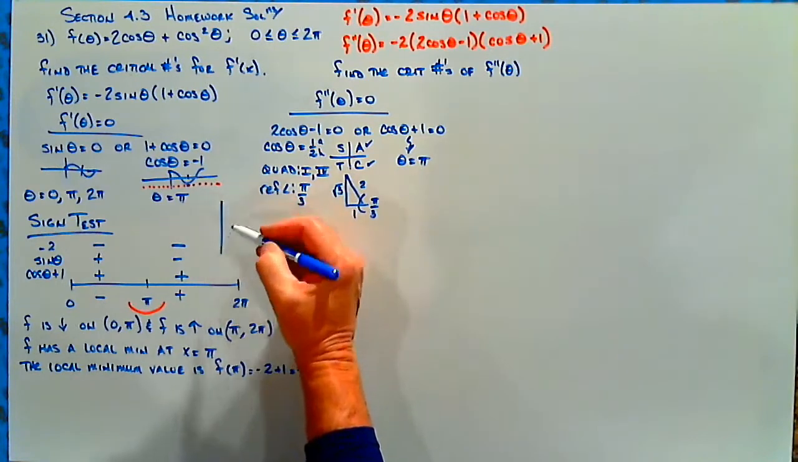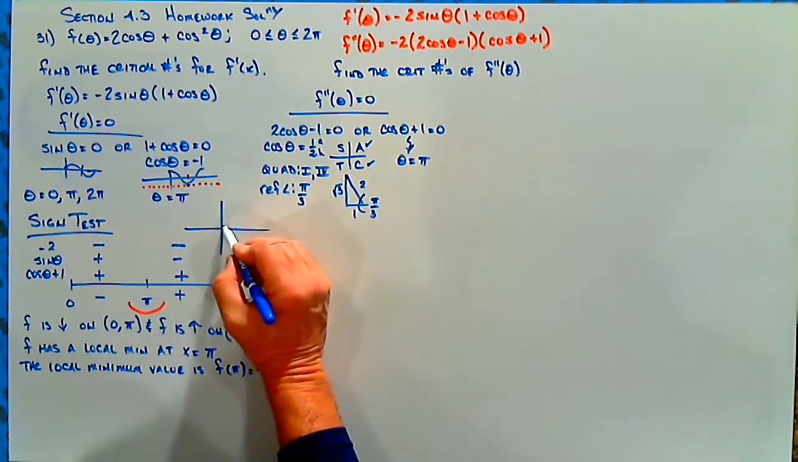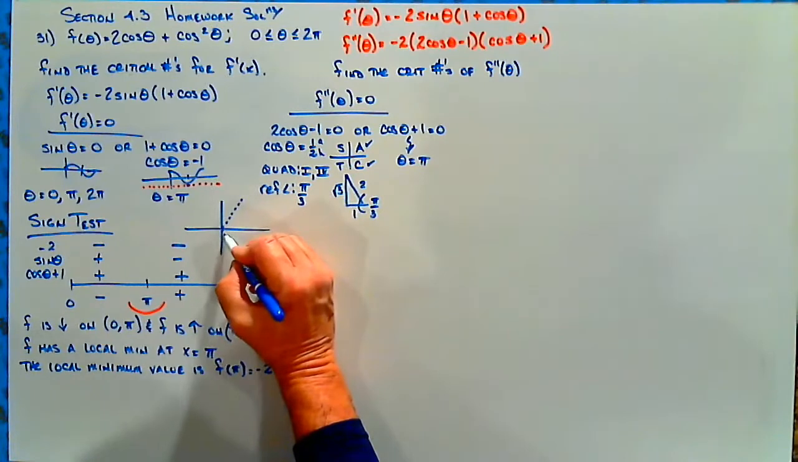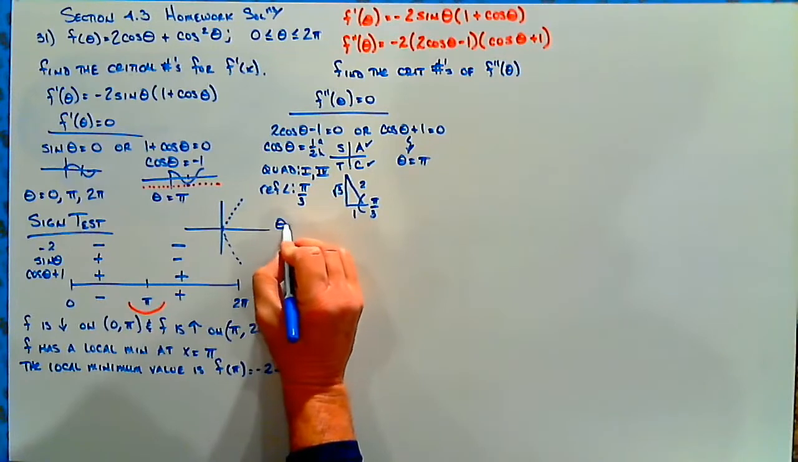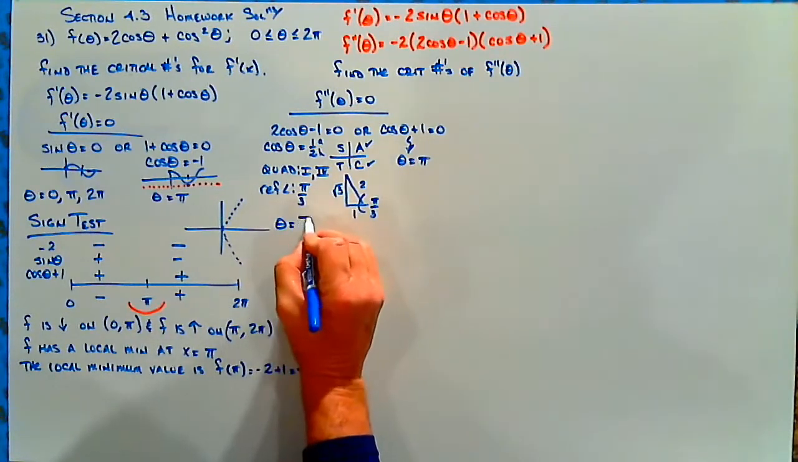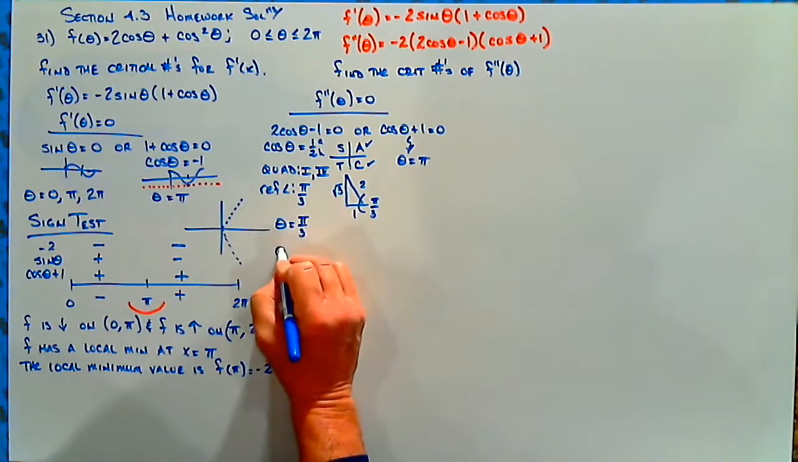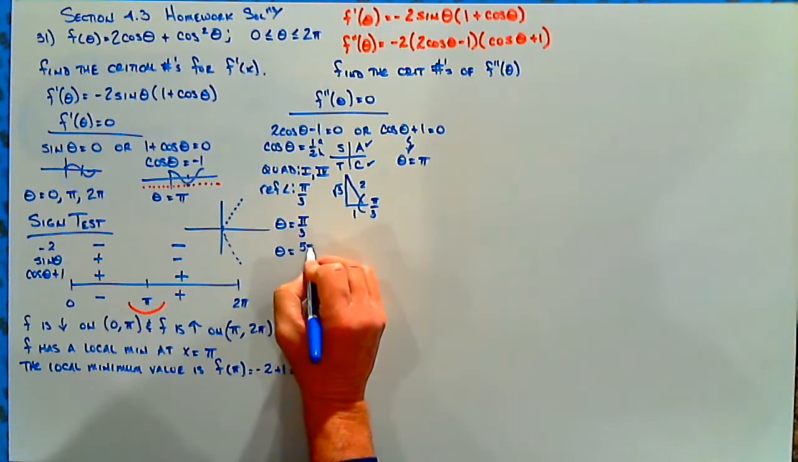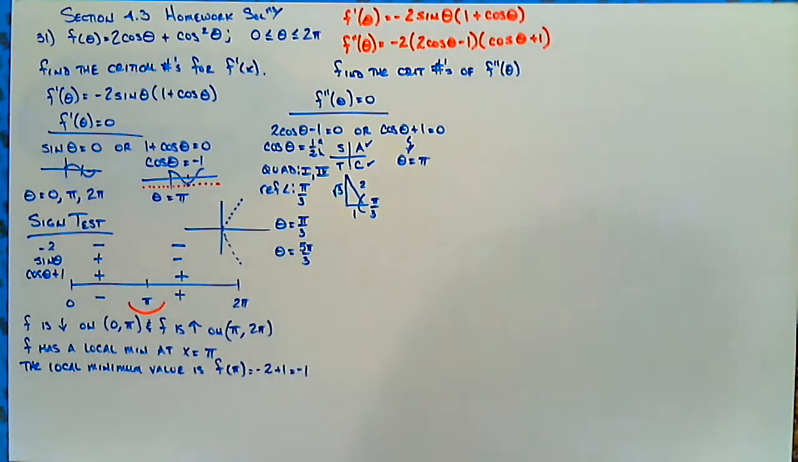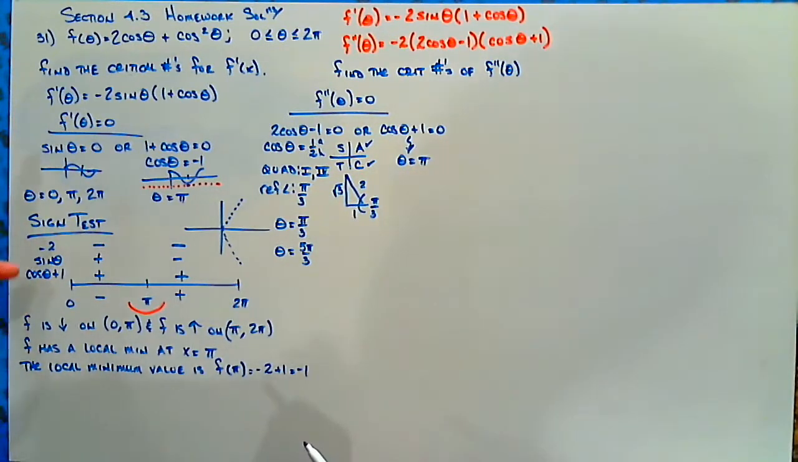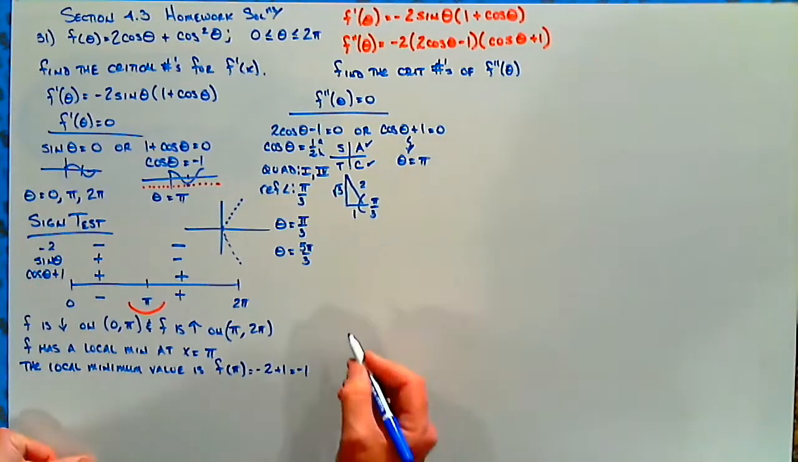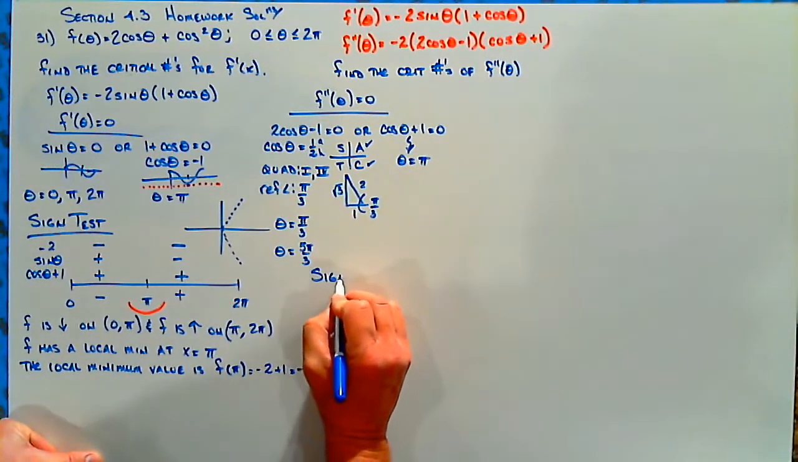So if we just use this open space right here, a reference angle of pi over 3 in quadrant 1, a reference angle of pi over 3 in quadrant 4, and we get two new critical values. We get theta equals pi over 3, and we get theta equals 5 pi over 3. Right? Those are our critical values for the second derivative. So we have all of our critical values for the second derivative. So now we remember, we're just duplicating the work over here. So the next step is going to be to conduct the sign test.